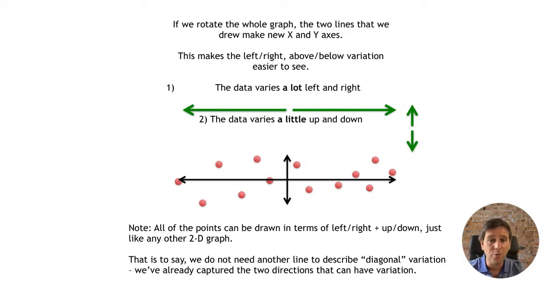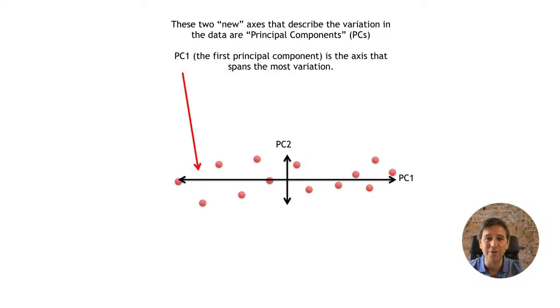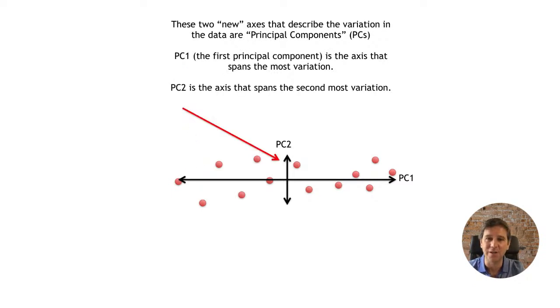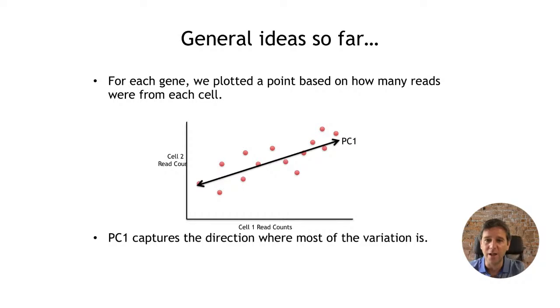That is to say, we don't need the original lines or any other diagonal line or anything else to draw this data. We've already captured it all with these 2 new axes. We call these axes, of course, PCs. PC1 is the most important, PC2 is the second most important axis of these things. So for the general idea so far, for each gene we plotted a point based on how many reads there were for each cell.